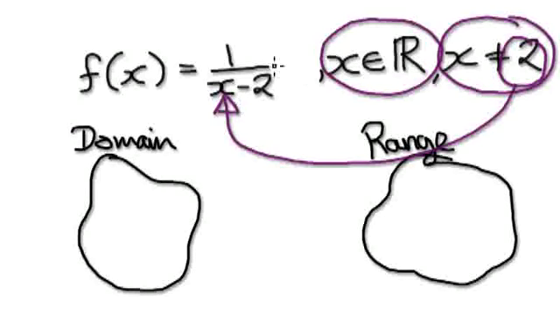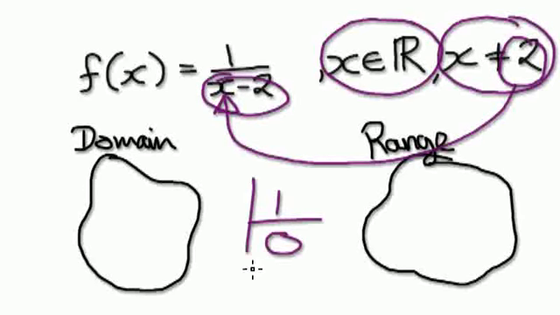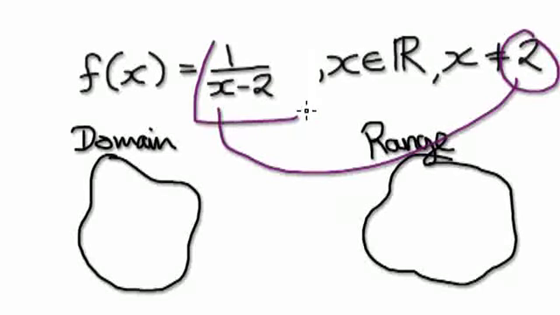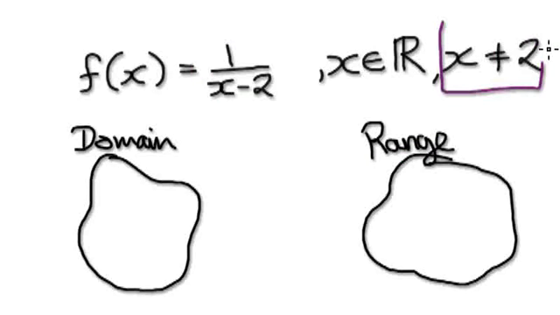because if you put 2 into this thing here, you're going to have 1 over 0, because 2 take away 2, and in maths you can't have anything divided by 0. 0 cannot be at the bottom. So if you try and put 2 in here, the whole thing breaks down. So we deliberately specify that x cannot be equal to 2.